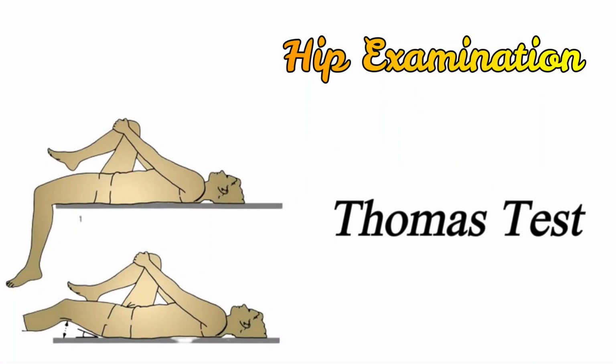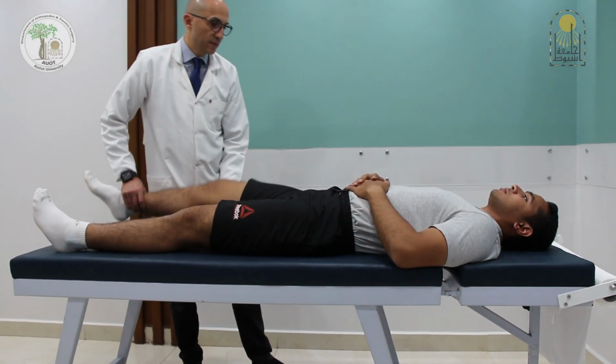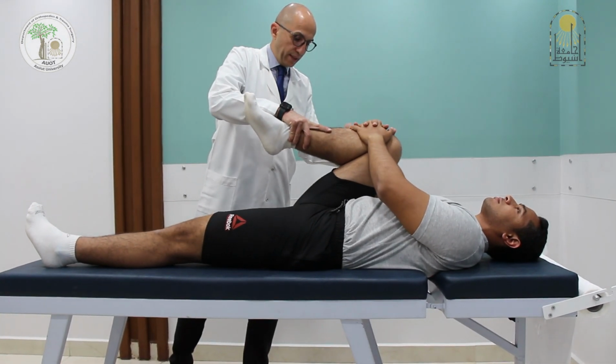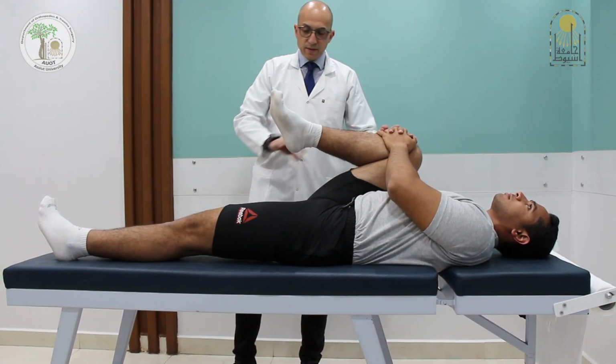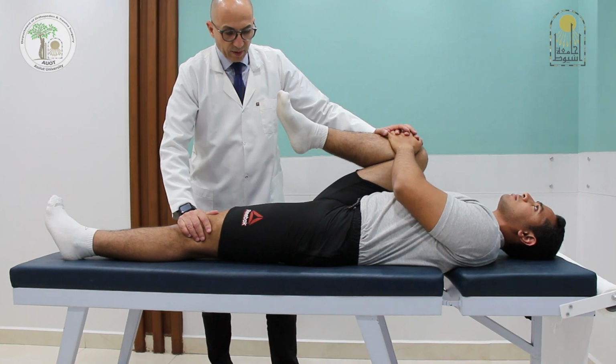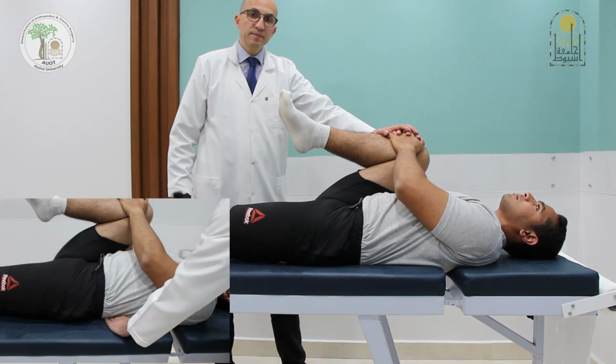The Thomas test is performed to test for flexion deformity of the hip. If we're testing the left hip, we get the patient to hold his right knee all the way to the chest. This eliminates lumbar lordosis and pelvic tilt, and then we can see how much flexion deformity of the other side is present.